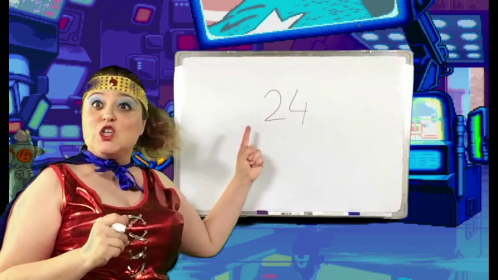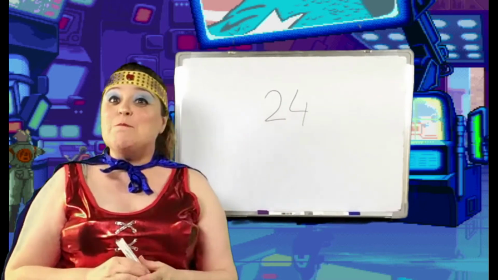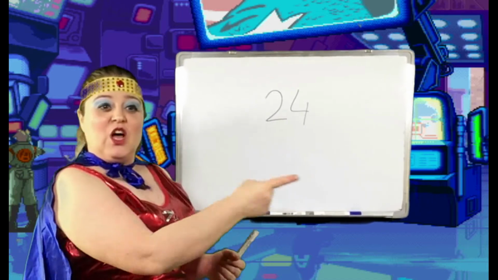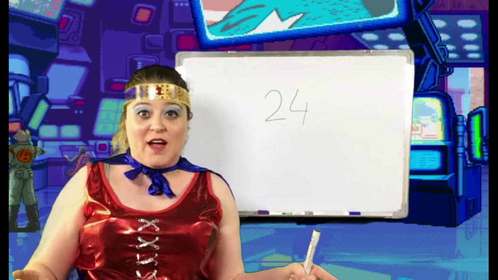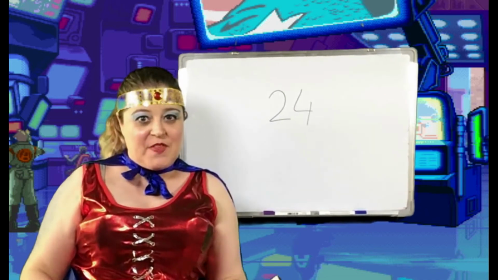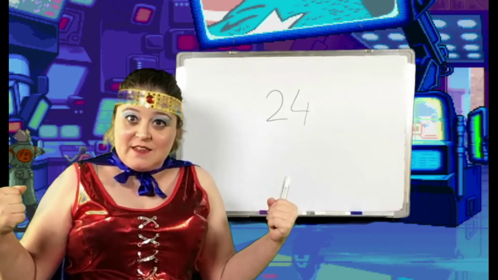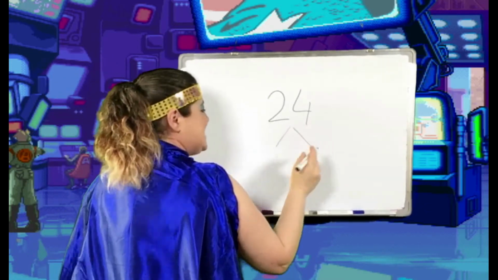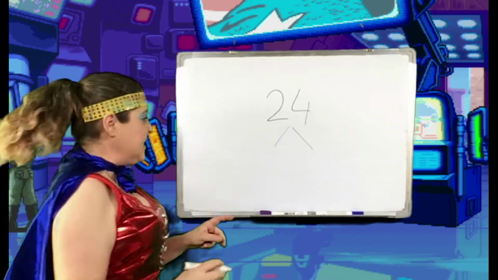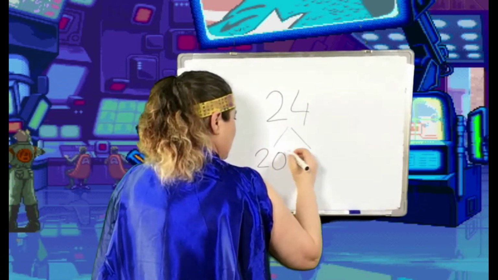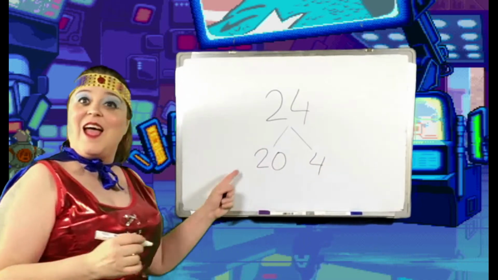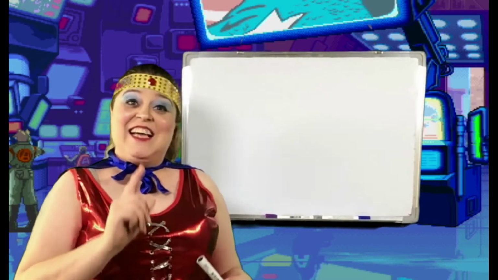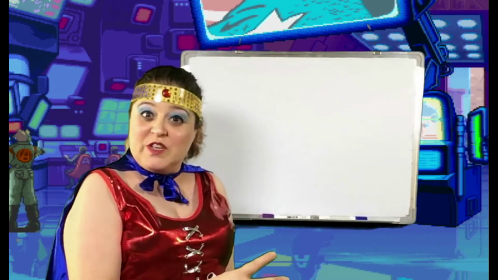This is the number 24. It is made up of tens and ones. We are going to partition 24 into tens and ones. To partition something means to split it. Okay? So, we split 24 into 20 and 4. We are going to use partitioning to help us add 2 two-digit numbers.